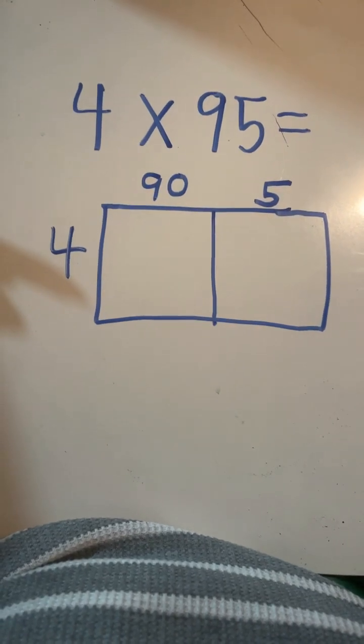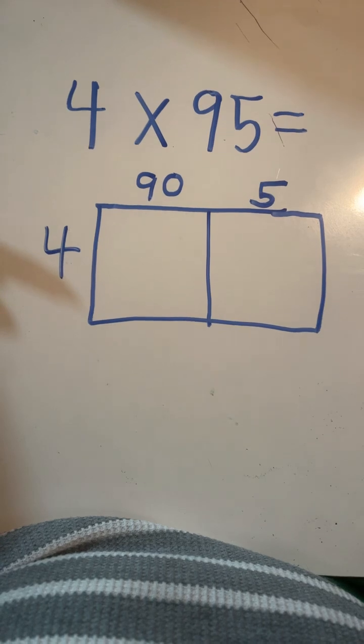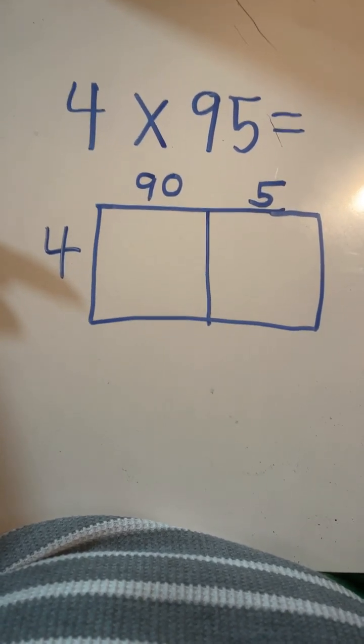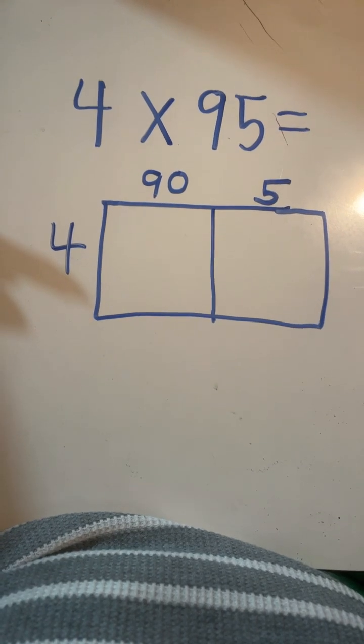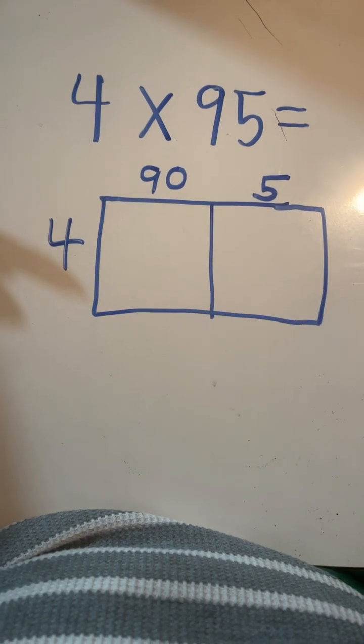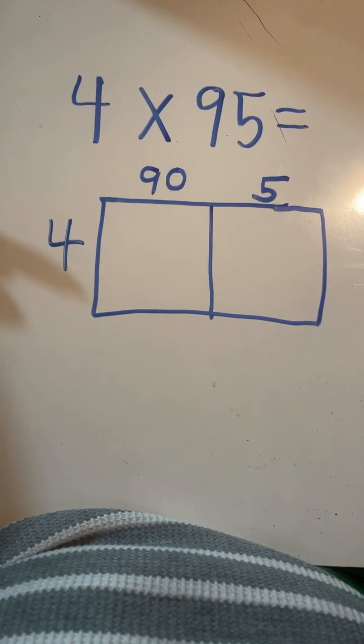So this video is going to be a review of the area model. I'm going to be going through step by step how to solve a 1-digit by 2-digit multiplication problem. 4 times 95 is our model problem, and we are going to get right into it.